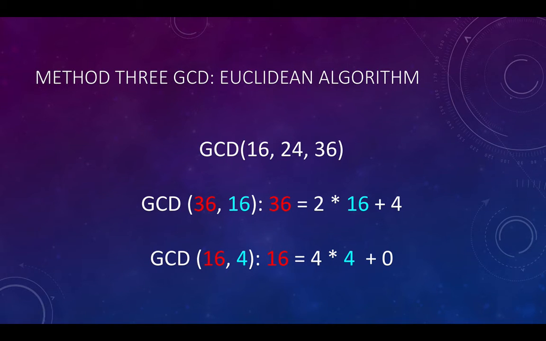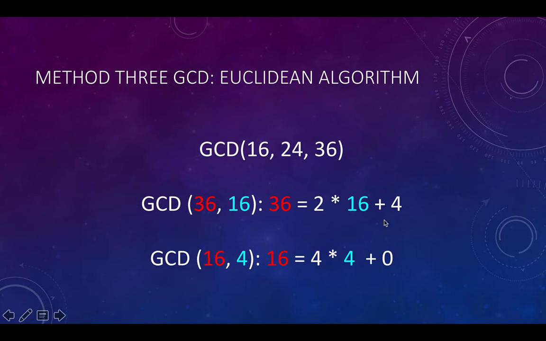So since 16 times 2 is 32, we have to figure out how much we have left over. Like, what do we have to add to the 32 to get to 36? So 32 plus 4 equals 36. So we do 16 times 2, which is 32, plus 4 is 36.